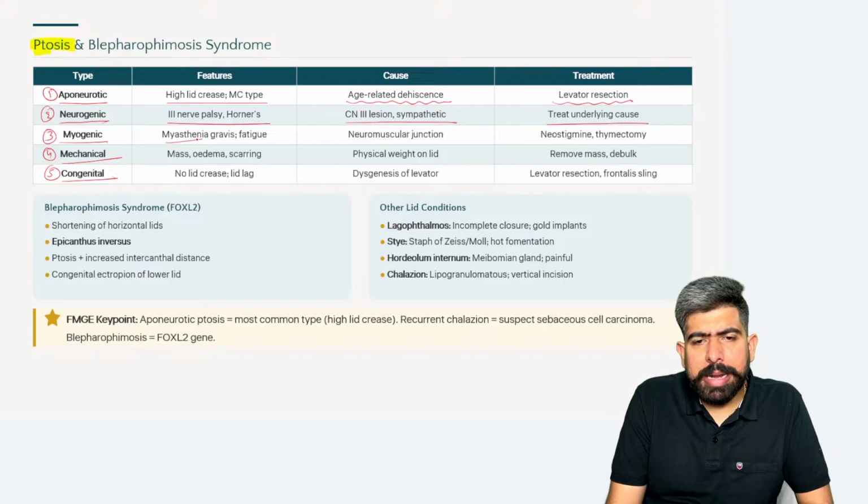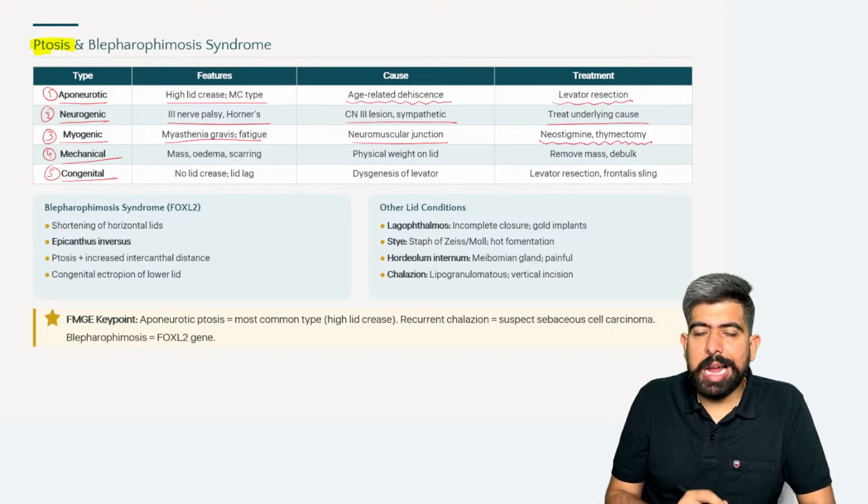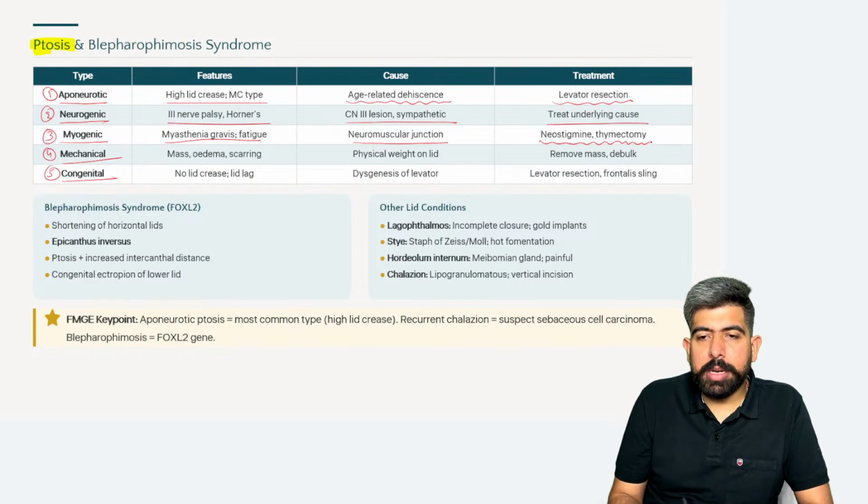Myogenic causes are like myasthenia gravis or fatigue. This is a neuromuscular junction disease, so we can give neostigmine or we can do a thymectomy, right? So this can be in the myogenic type.